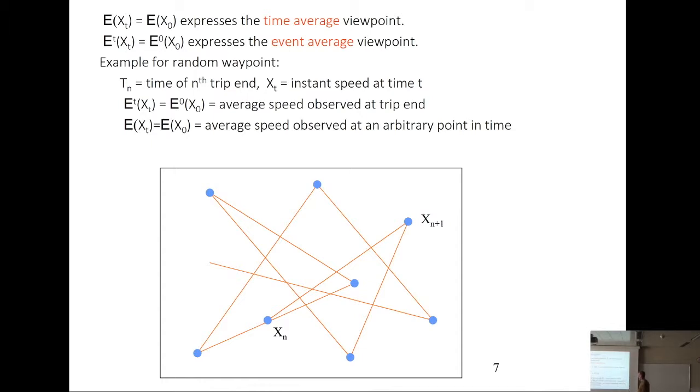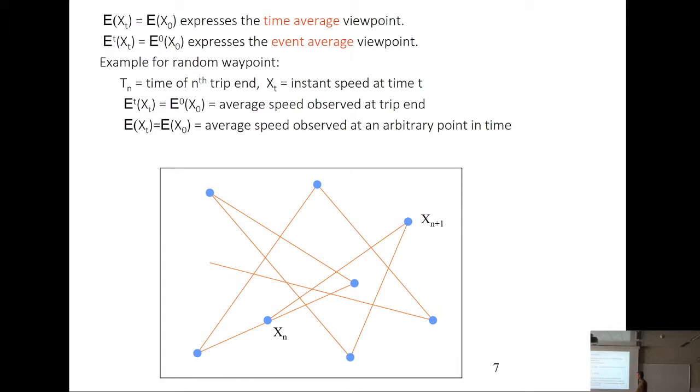Now, I can call x(t) the speed that I have at time t. Then the Palm expectation of x(0) is the expected speed, the average speed observed at an arbitrary waypoint. Which is, if we follow, for example, the one we did in the lab, drawn from the distribution that is given. For example, uniform between Vmin and Vmax.